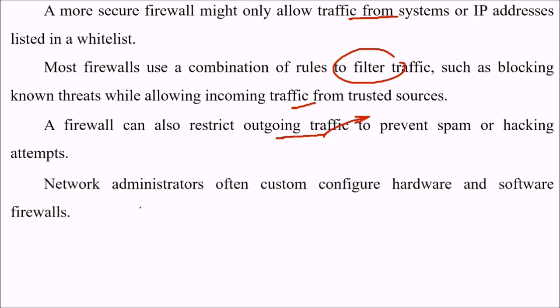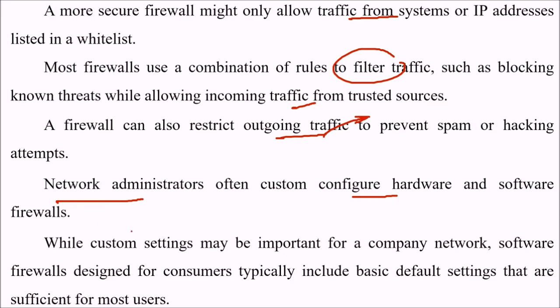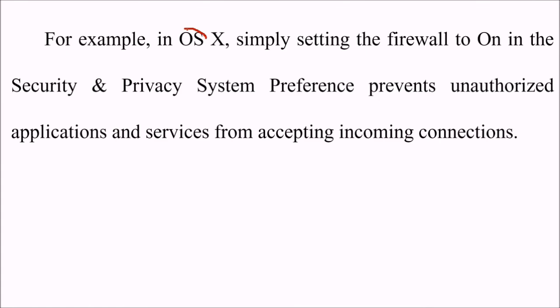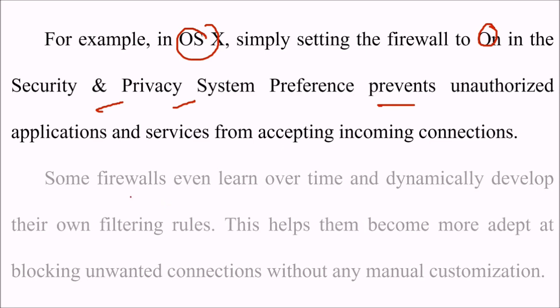Network administrators often custom configure hardware and software firewalls. This is the work of a network administrator. While custom settings may be important for a company network, software firewalls designed for consumers typically include basic default settings that are sufficient for most users. For example, in OS X, simply setting the firewall to on in the Security and Privacy system preference will prevent unauthorized applications and services from accepting incoming connections.